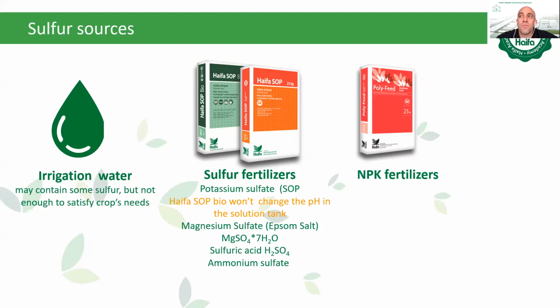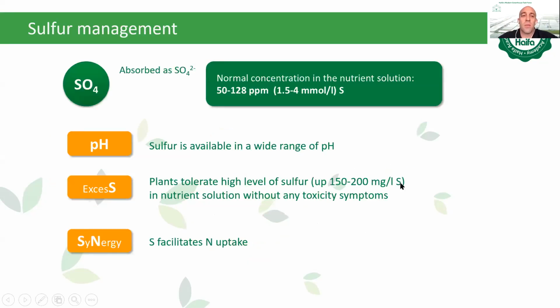That's why most of the time we see sulfur in a bit of an excess in the fertilizer solution. We don't see a lot of sulfur deficiencies because sulfur is supplied together with a lot of nutrients in the plant. And of course, we have the NPK fertilizers that supply sulfur.